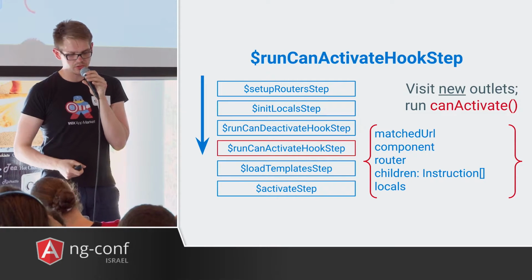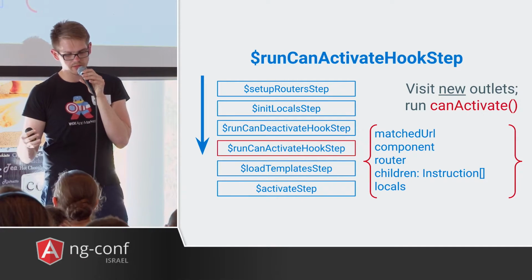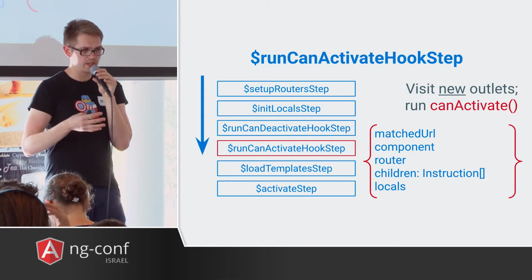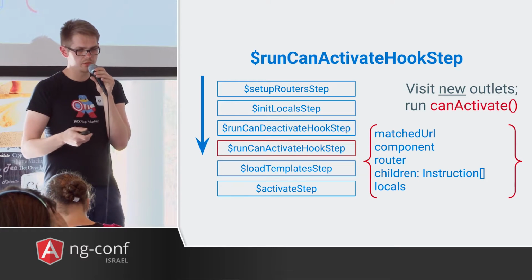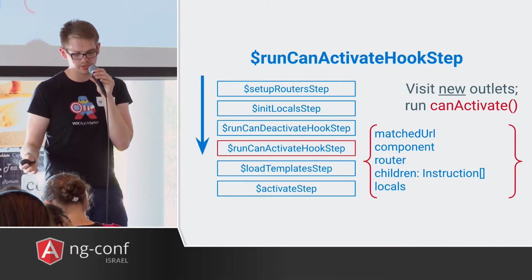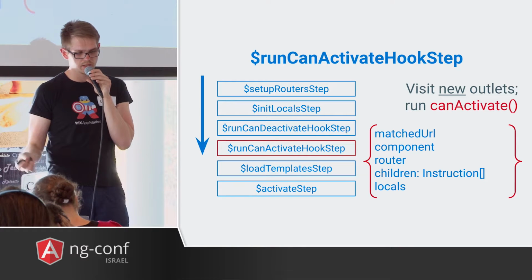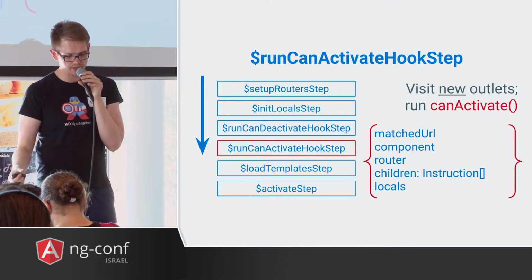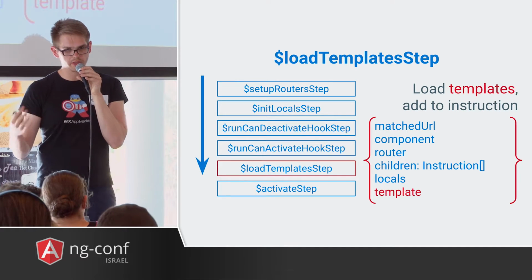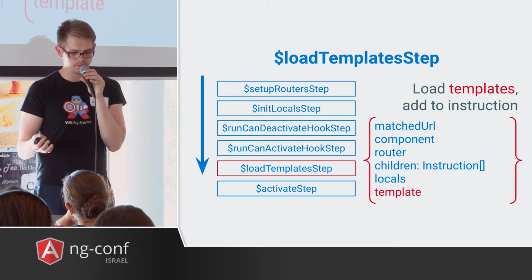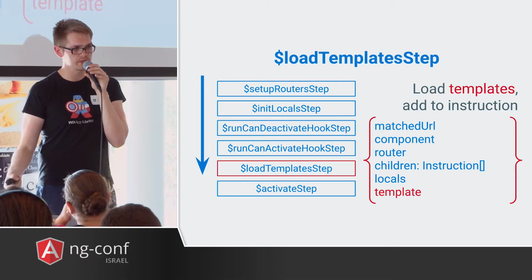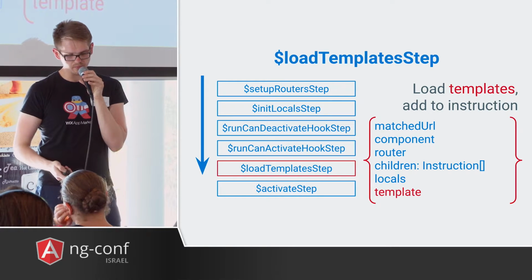Another step is to visit the new outlets that are going to be activated and see if they can be activated. So here you could do something similar to resolve, see if you have all the available data, match the preconditions, and only then allow the actual controllers to be instantiated inside of it. The next step, we load the templates. This is specific to Angular 1, but essentially what it does is a template request and just puts it into the instruction.